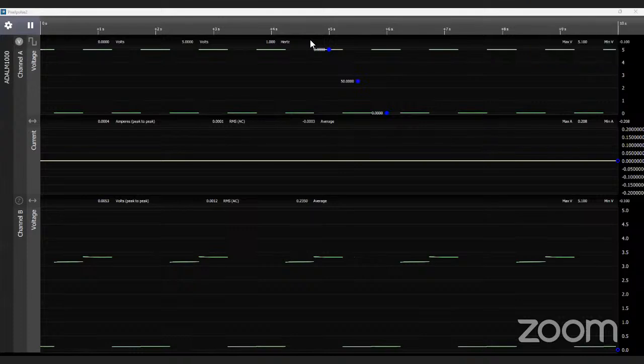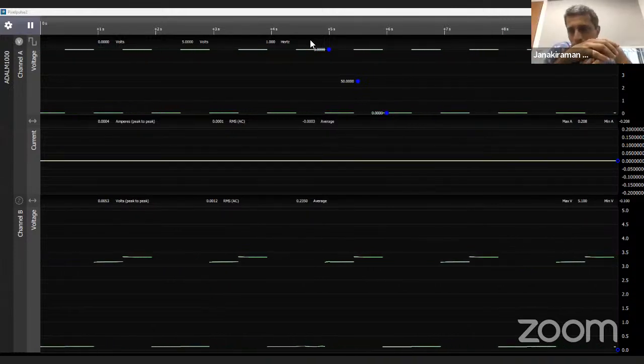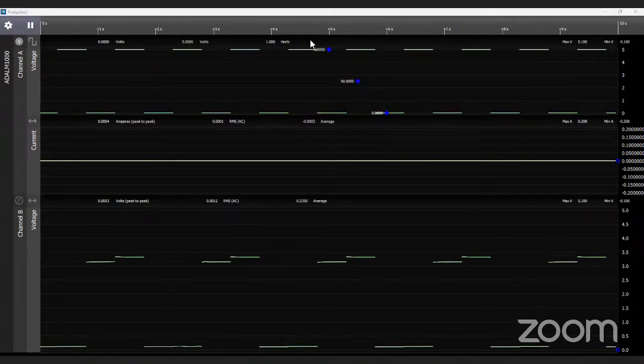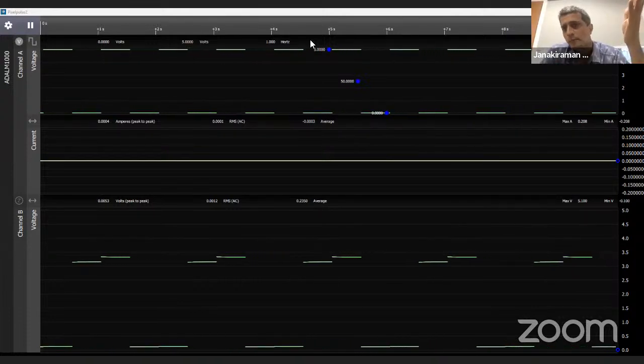Yes, sir. So as you can see, this is the connection that I made. I have tried connecting everything properly here, and I'm not getting any output on the multimeter despite it being on 200 milliamps.